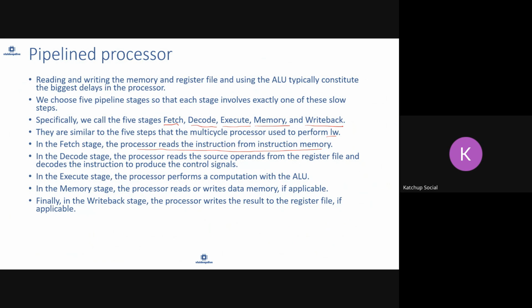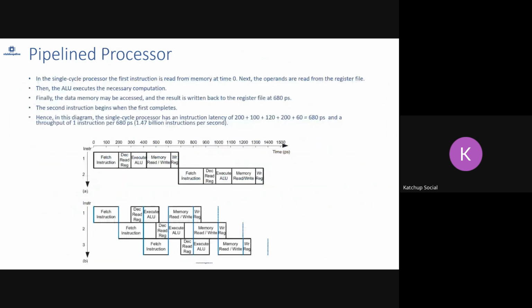In the execute stage, the processor will do the ALU operation, and in the memory stage, the processor reads or writes the data to the memory if applicable, and finally in the write back stage, the processor will write the result to the register file if applicable. Okay, so let's see what the various stages of our pipeline processor are.